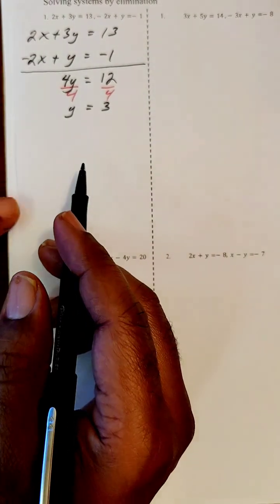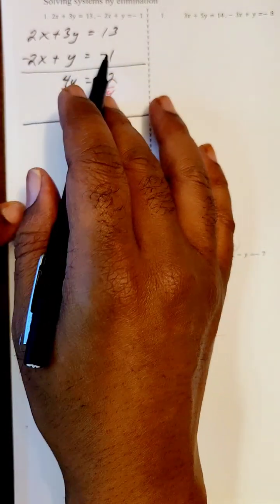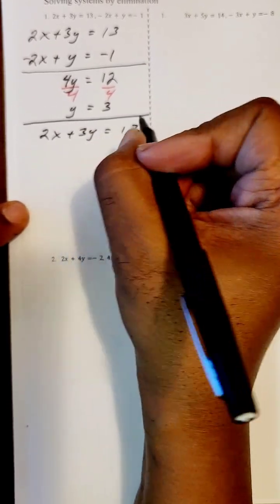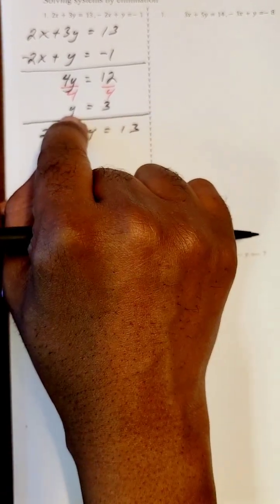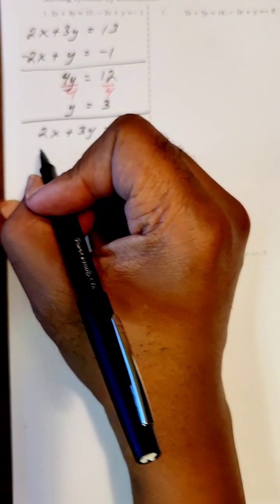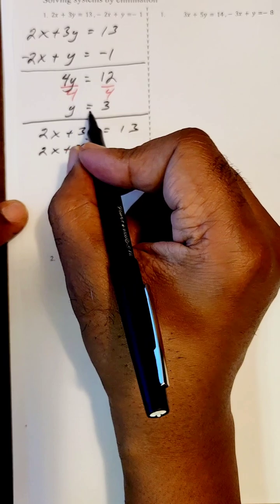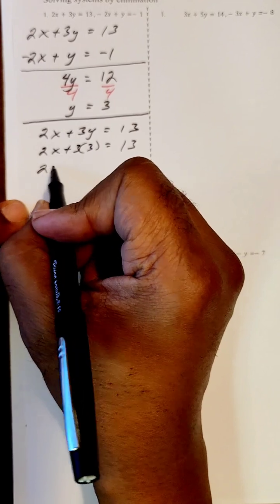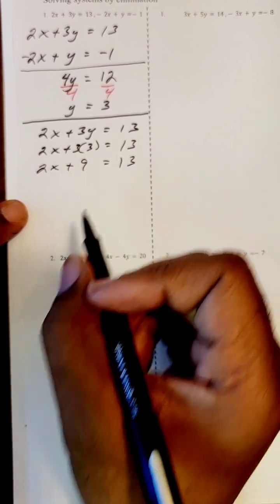Now, it is time to solve for the x. So what we're going to do is go back and we're going to choose one of the two equations. I'll choose the 2x plus 3y equals 13. So 2x plus 3y equals 13. And we're going to substitute y, or substitute 3 for y. So this will now become 2x plus 3, and then parentheses 3, because the y becomes 3, equals 13. And now when we simplify, we'll get 2x plus 9, because 3 times 3 is 9, and that equals 13.